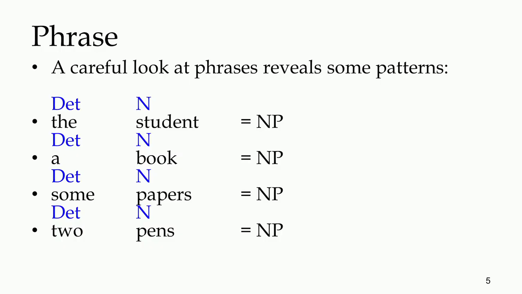So, we are going to be looking at their structure pretty soon. Look at this. The student is a phrase, and the two components of this phrase, the and student, are together, and thus they are called a noun phrase. It is called a noun phrase because the head of this phrase is a noun. I am giving you several examples of noun phrases for you to see: the student, a book, some papers, two pens. All of them are noun phrases.